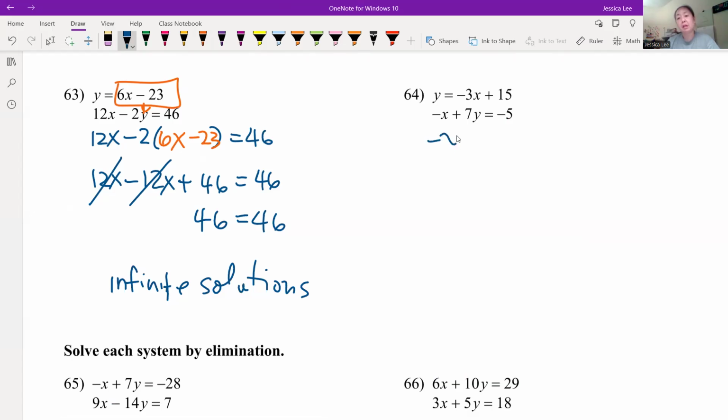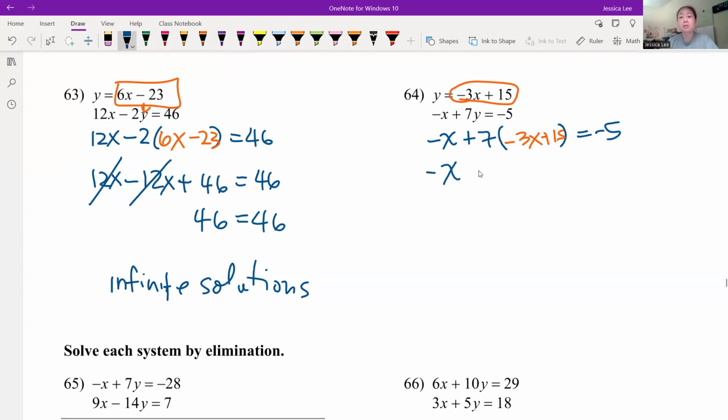And we're going to be like -8. I notice that the top is already solved for y. So I'm going to just copy the bottom and plug in the top. So -x plus 7, I'm going to put parentheses for what y should be, is equal to -5. And the y is going to be all this guy right here, -3x plus 15. All right, let's solve it.